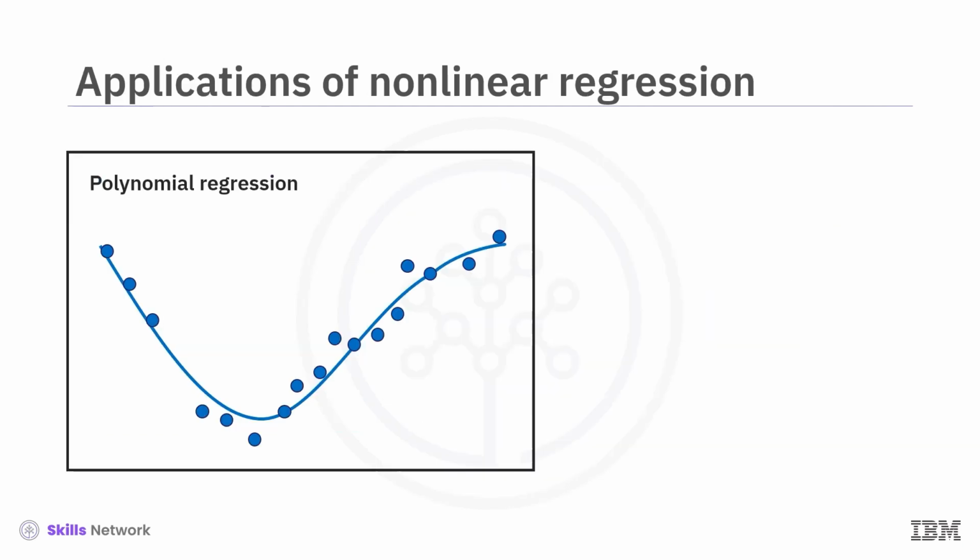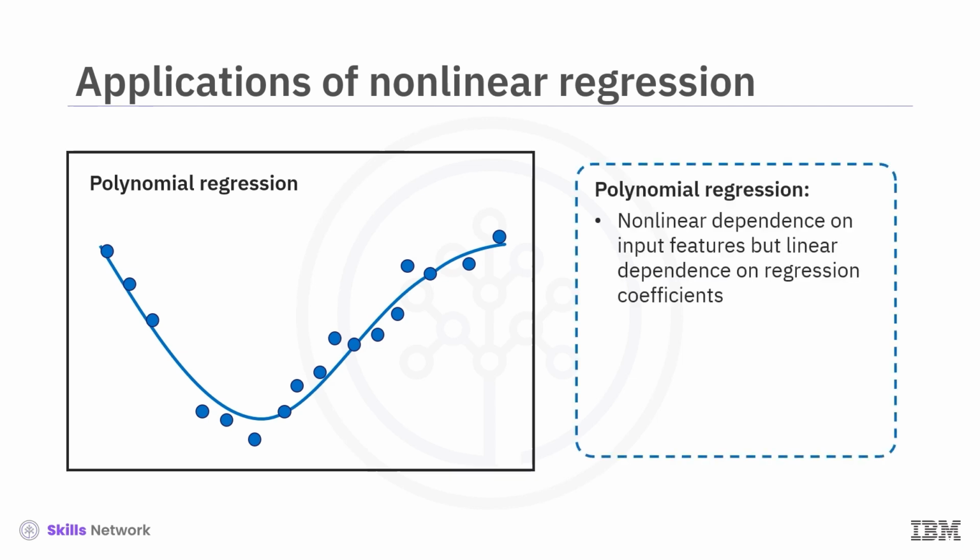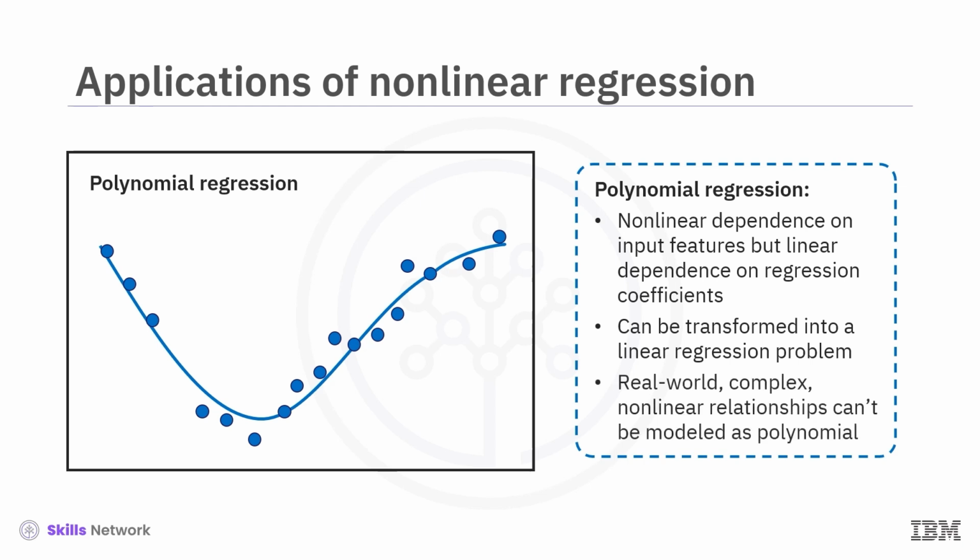Polynomial regression is a special form of nonlinear regression. It expresses a nonlinear dependence on the input features, but it has a linear dependence on the regression coefficients because it can be transformed into a linear regression problem. It is often simply called linear regression. In contrast, there are many real-world complex nonlinear relationships that can't be modeled as polynomials.